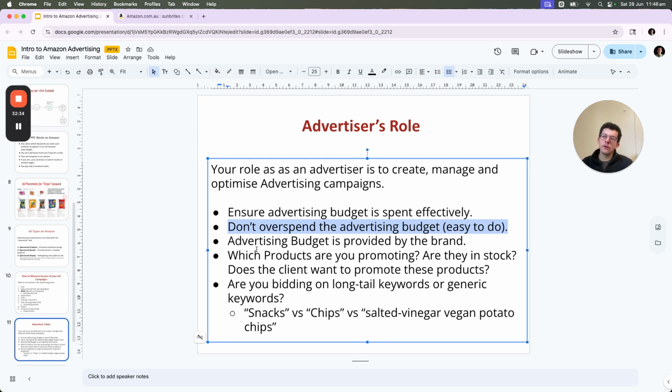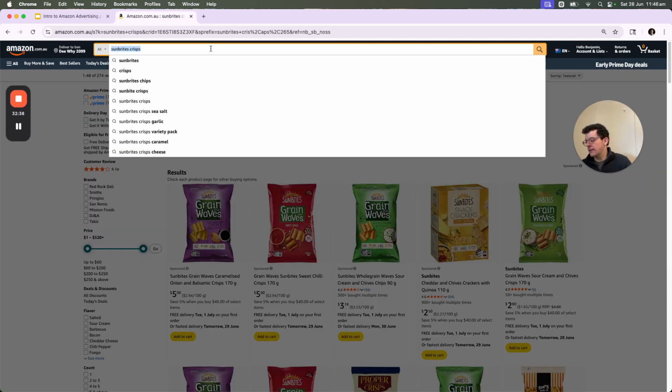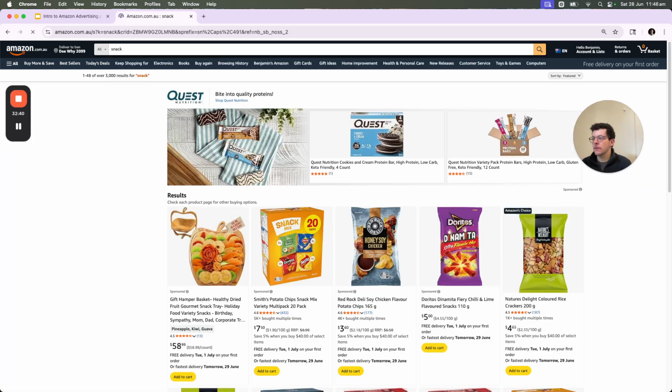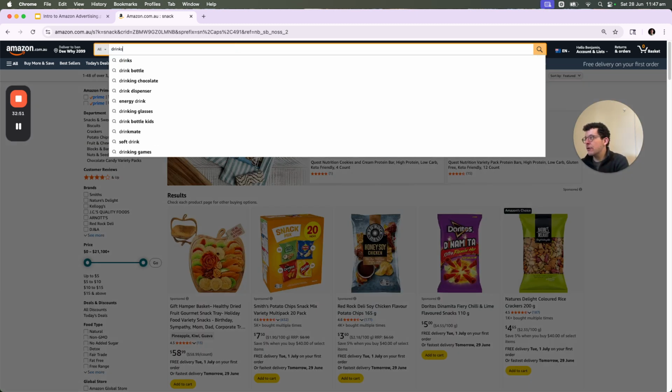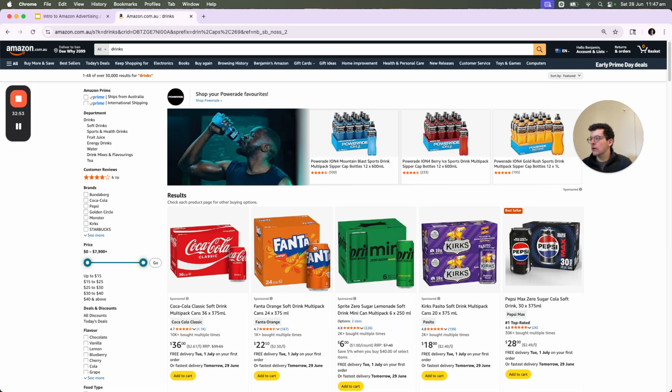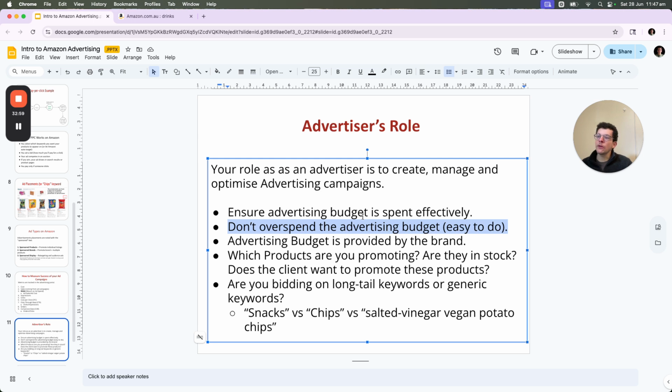For example, if you're bidding on a keyword like chips or like snacks, it is very easy to spend a lot of money because you've got these massive brands like Smith's, maybe Coke, all these big brands who have a lot of money that they're spending on ads. So it's very easy to spend a lot of money, but you just want to be careful that you're spending within the client's advertising budget.